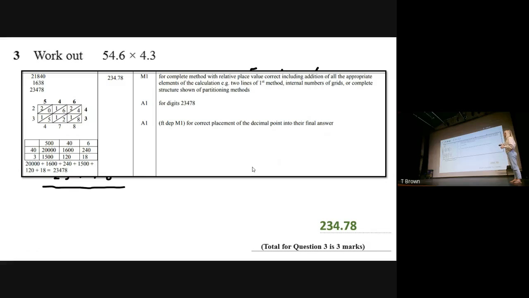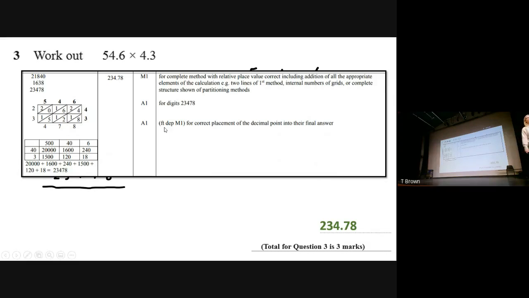Okay, your first mark was having a method and starting and doing it right somehow. Your second mark was for the right digits, so 2, 3, 4, 7, 8. Even if you put the decimal point in the wrong place, if you've got those digits, that's your second mark. Third mark was for having the right answer with the decimal point in the right place. So if you started and you went wrong somewhere, you're going to be limited to 1 mark. Okay? So be really confident on that, because that's 3 marks.